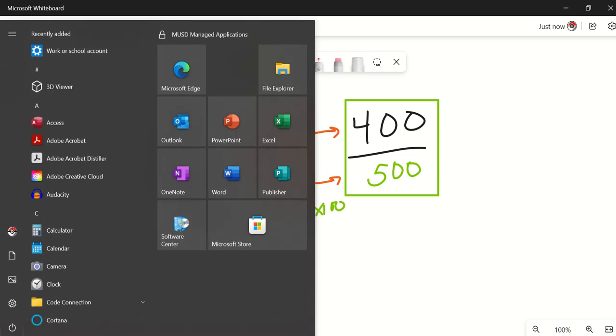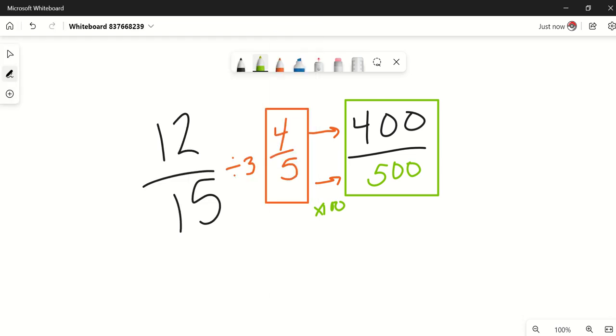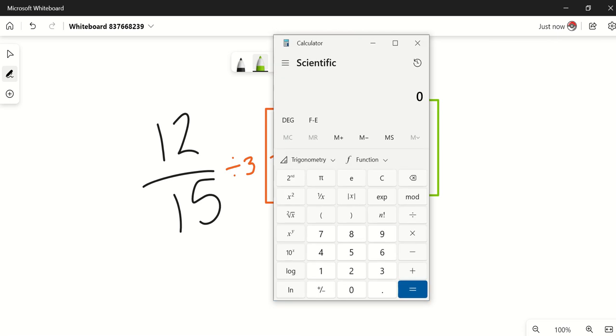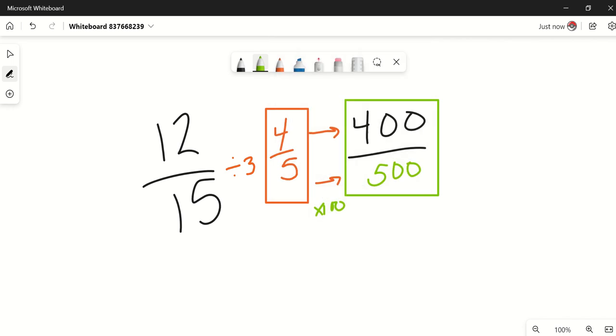And I'm going to check my work one more time just to make sure I still don't have winter break brain. 12 divided by 3 is 4. 4 goes into 400 100 times. So I would need to multiply 5 by 100 to get 500. And there's my answer.